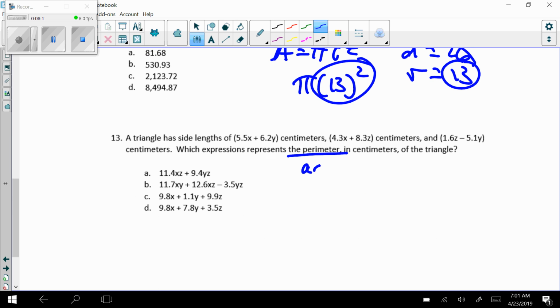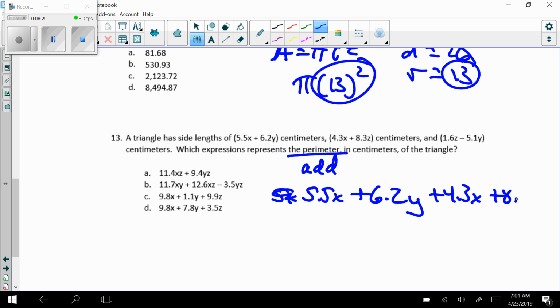Perimeter is when you add all the sides up. So you're going to take the 5x, the 5.5x. You're going to add the sides all up together. So plus 6.2y plus 4.3x plus 8.3z. Okay. And then you're going to add in this one as well.